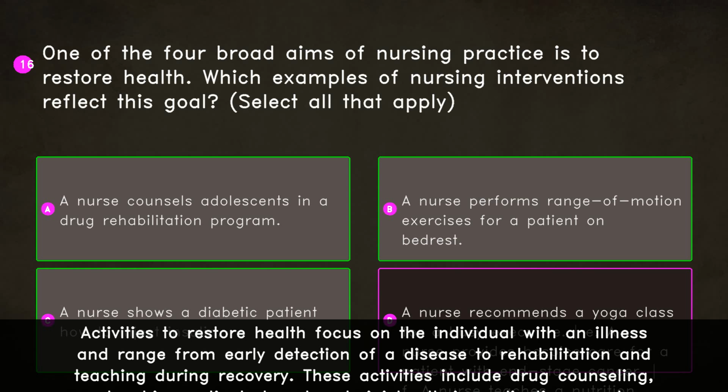These activities include drug counseling, teaching patients how to administer their medications, and performing range of motion exercises for bedridden patients. Recommending a yoga class for stress reduction is a goal of preventing illness, and teaching a nutrition class is a goal of promoting health. A hospice care nurse helps to facilitate coping with disability and death.